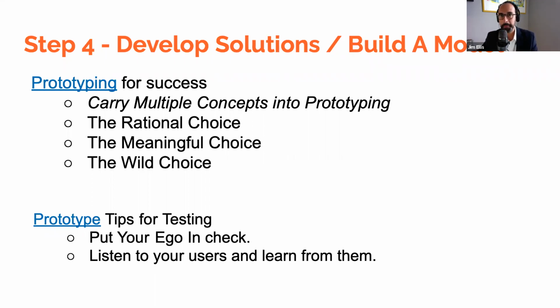I get that. But if you can prototype as many as three different answers, you can do the rational choice, the thing that your campus would normally do. What is it that you guys are capable of doing? How do you usually do it? Go and make that one happen. What is the rational idea out of everything that's being brainstormed? Then what is the meaningful choice, which to me is that step further.